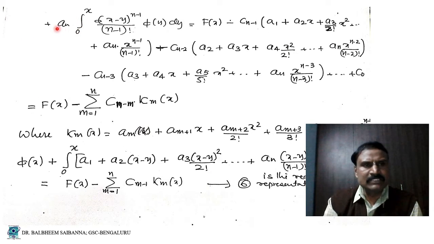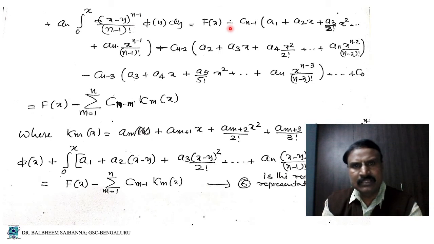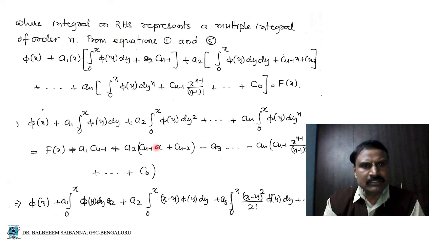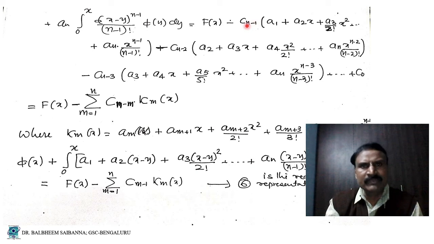The last term plus an integral 0 to x of x minus y raised to the power n minus 1 divided by n minus 1 factorial phi of y dy equals the right hand side f of x minus c_{n-1}. We are taking common all the terms with c_{n-1}, then we have left a1 plus a2 x plus a3 x square by 2 factorial plus and so on plus an x to the power of n minus 1 divided by n minus 1 factorial.